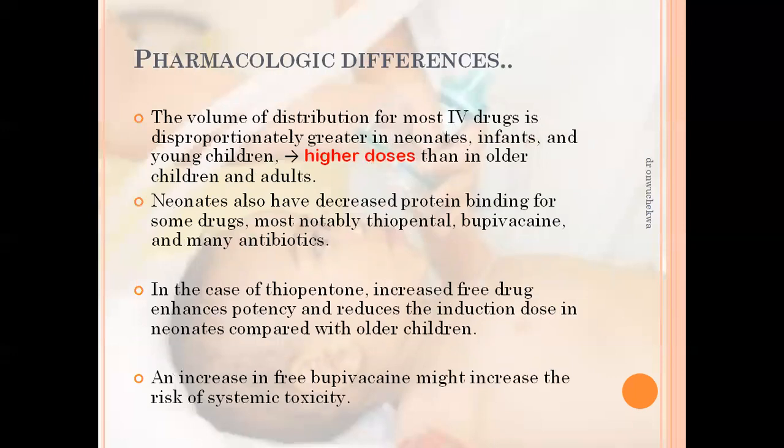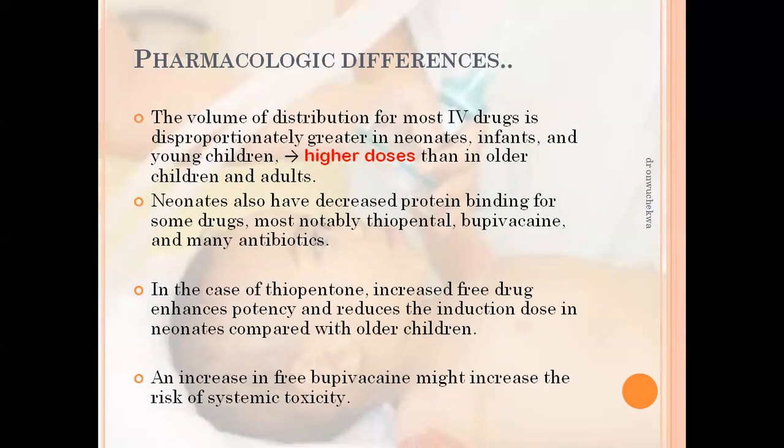The volume of distribution for IV drugs is disproportionately greater in neonates, infants, and young children, requiring higher doses than in older children and in adults. The neonates also have decreased protein binding for some drugs. Most notably are thiopentone, bupivacaine, and many antibiotics.